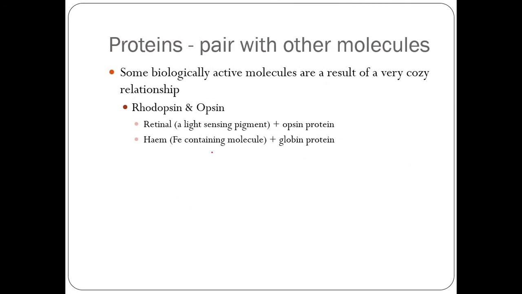Proteins could also pair with other molecules. Some biologically active molecules are a result of a very cozy relationship. For example, rhodopsin and opsin. This retinal is a light sensing pigment, and it is bound to an opsin protein. Then for heme, an iron containing molecule, it could bind to a globin protein, di ba? This is seen in hemoglobin.